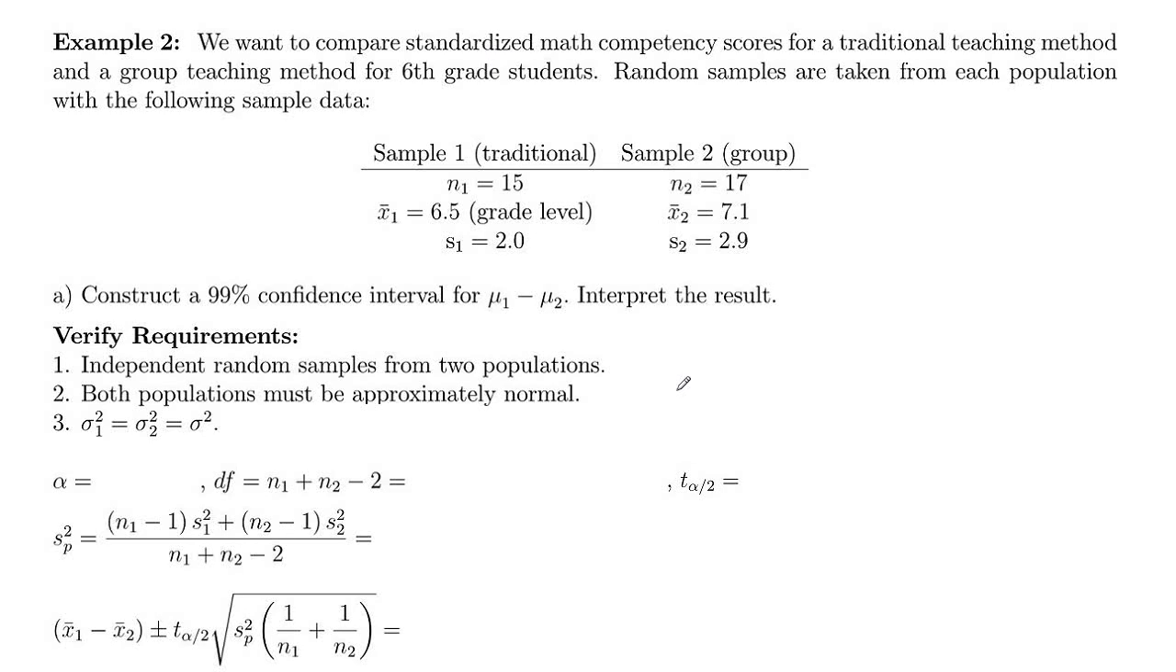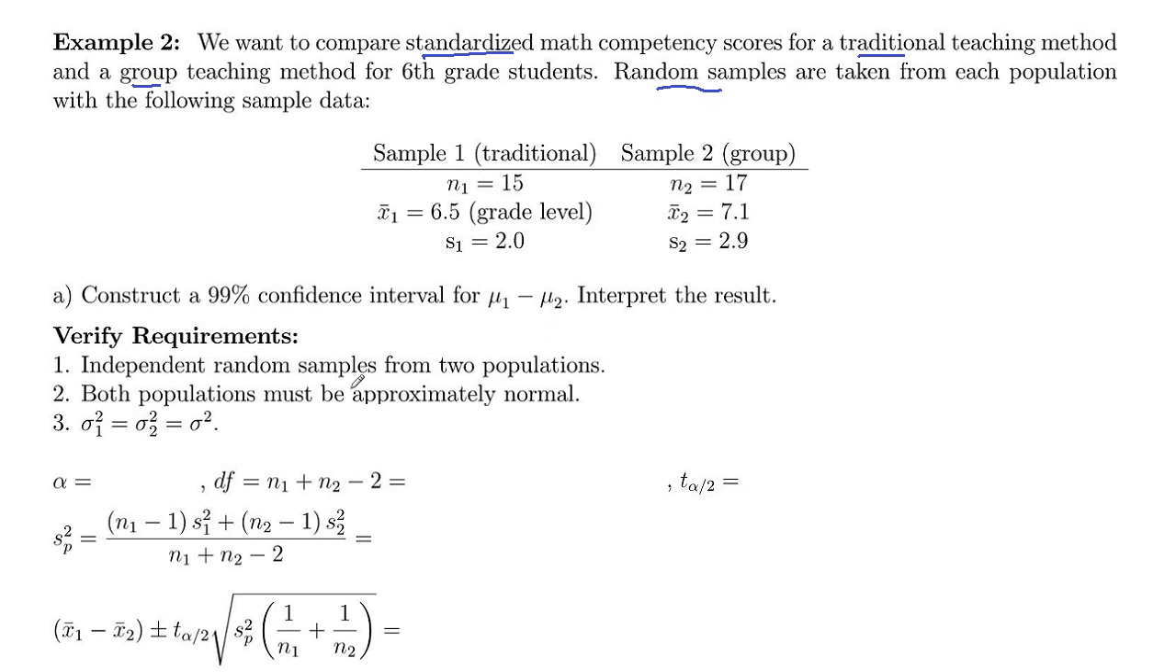So let's go ahead and put our formulas to use here. We want to compare some standardized math competency scores for traditional teaching method versus a group teaching, so 2 sample t tests for 6th grade students. Random samples were taken from each population, and then here's the data. So we want to construct a 99% confidence interval for the difference in means and interpret the result.